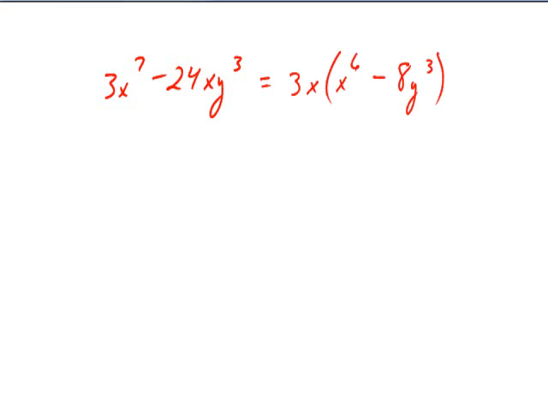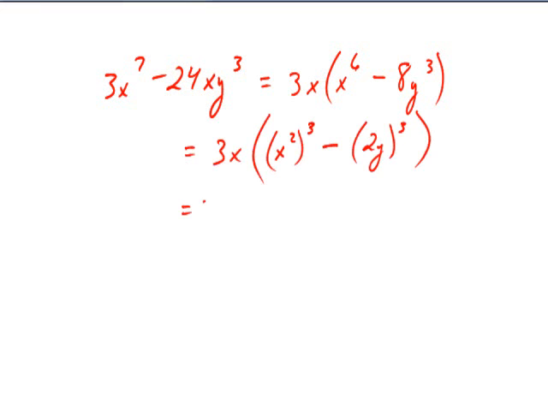We have perfect cubes, a difference of perfect cubes. We can show that a little bit better if we write this as x squared cubed minus 2y quantity cubed. We have a difference of cubes, which means we can break that difference of cubes into a binomial times a trinomial. My sign is negative in the original problem, so I have a negative in the binomial and positives in the trinomial.